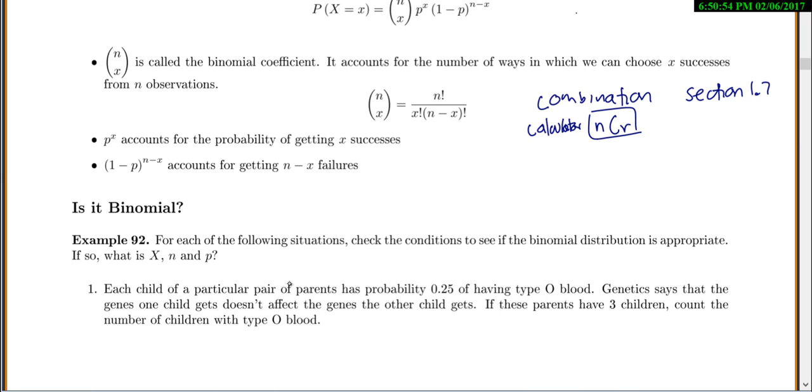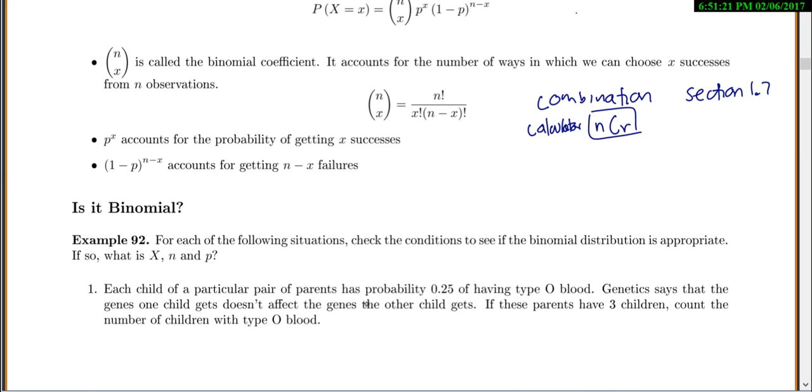Let's see. So each child of a particular pair of parents has a probability 0.25 of having type O blood. Genetics say that the genes one child gets shouldn't affect the genes the other child gets. What's that telling us right there? That they are independent, right? They don't affect each other, so independent. If these parents have 3 children, let's count the number of children with type O blood.